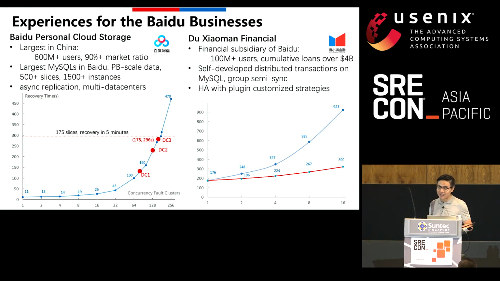The second is a financial application with a self-developed distributed transaction database based on MySQL. Because of the strict data consistency needs, it uses semi-sync replication. In the HA solution, we plug in customized strategies, like handling suspended transactions. This lessens the time, so we also measure the recovery time online. It could be recovered in 5 minutes for 8 slices. And we keep on optimizing it.